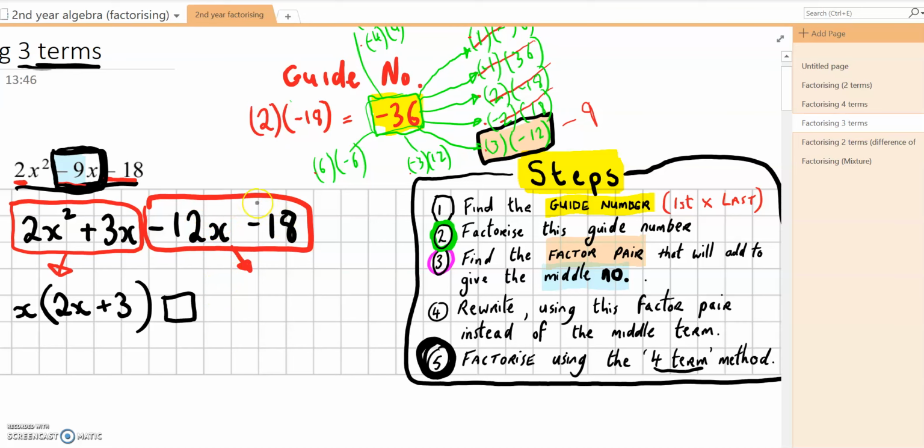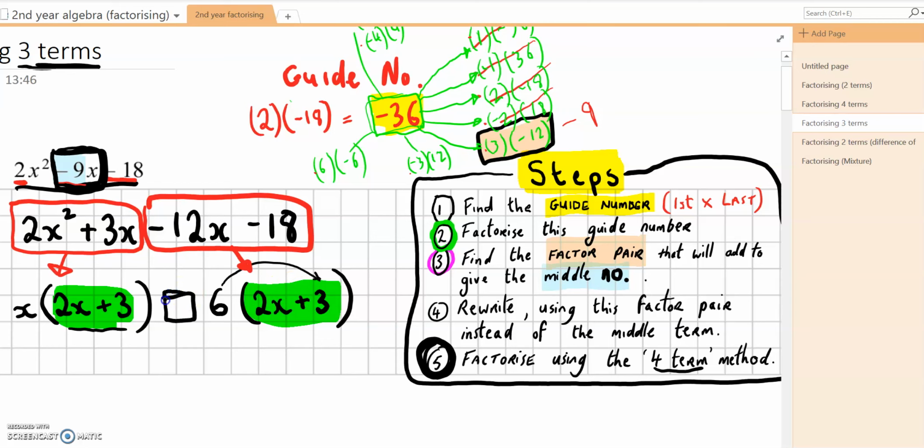What's common here? What goes into both of those? What's the biggest number that goes into both of those? 6. Have any common letters? No. 6 by what gives me 12x? x. So it needs to be 2x. And 6 by what gives me minus 18? Well, take a look at this first bracket at this stage. Remember that these two brackets need to be the same. They need to be the same. So this here is going to need to be a plus 3, because this is a plus 3.